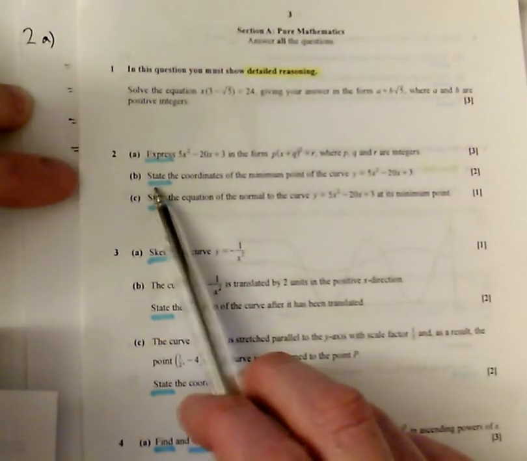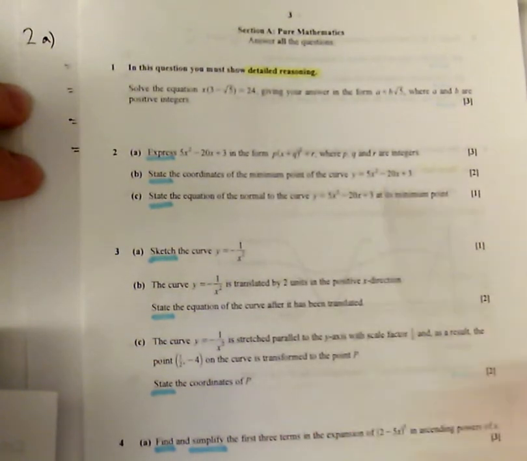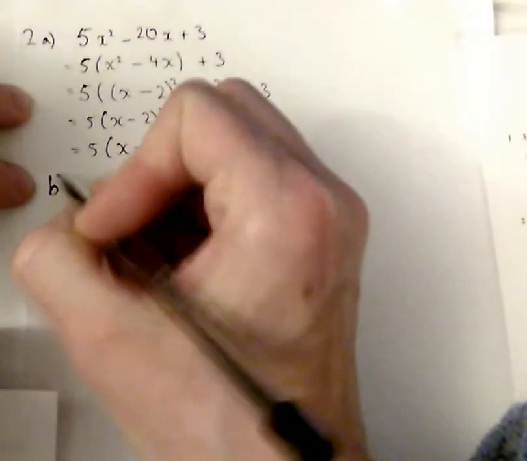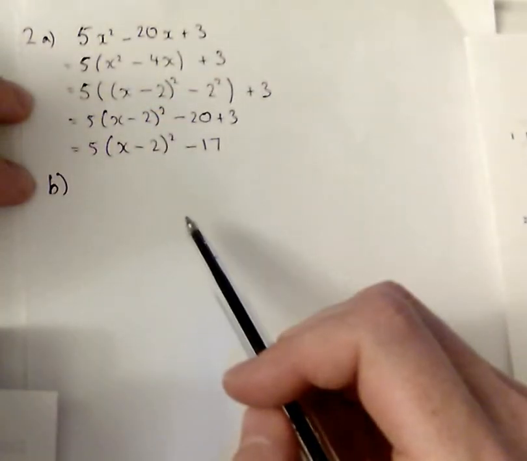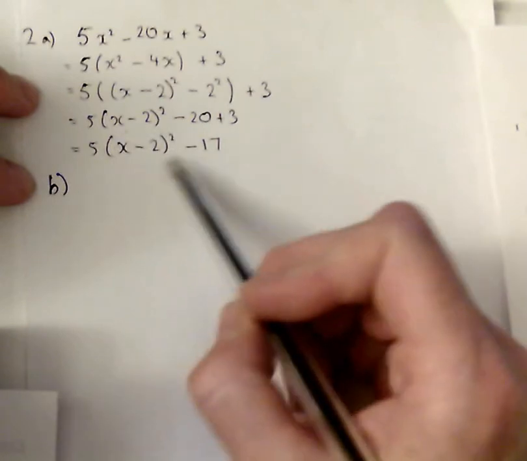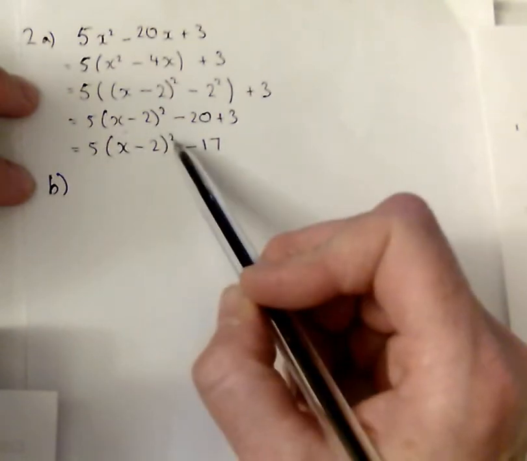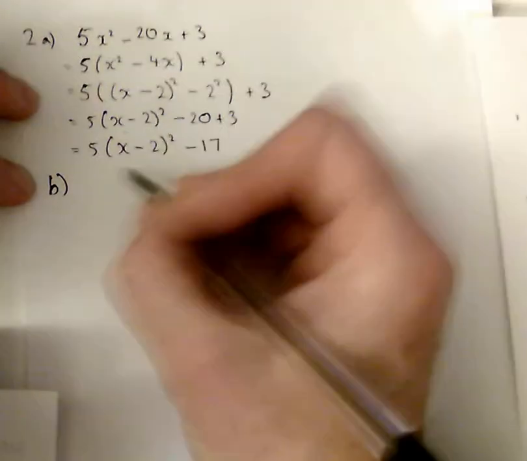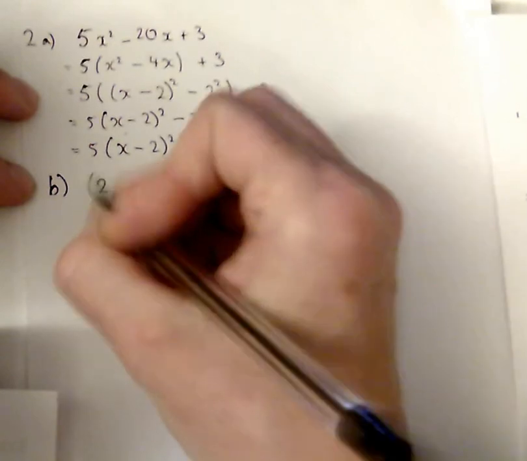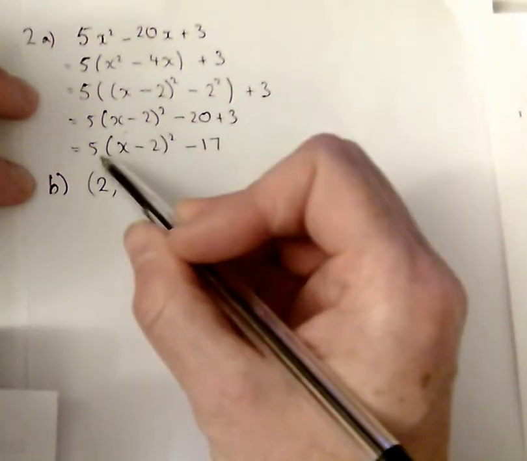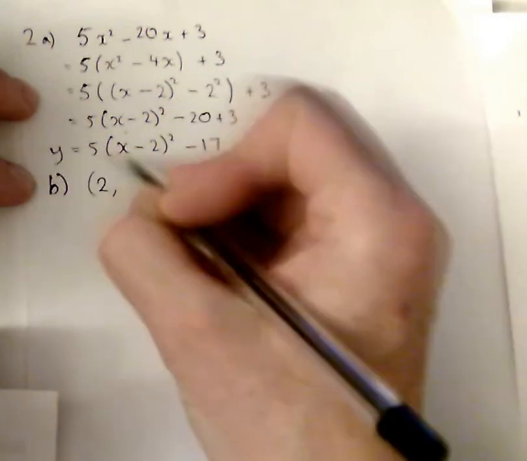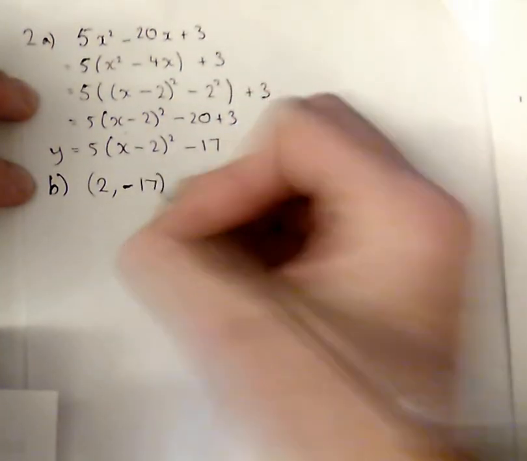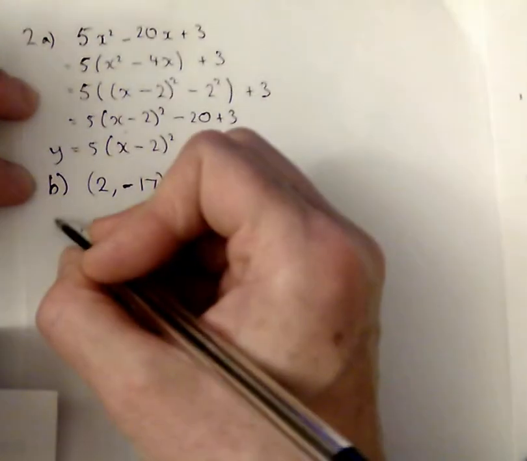Let's look at b. State the coordinates of the minimum point on the curve. Y equals this. We're going to get our smallest possible value when this bracket is 0, because anything squared will be positive or 0. So when that bracket's 0, the x coordinate is 2, and y will be 0 take away 17. So our minimum is at negative 17.